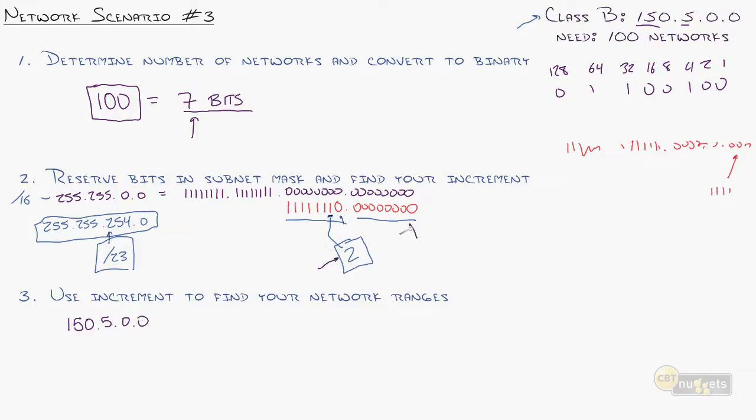I'm not working in this octet. I'm working in this octet, the third octet. So that's where my 2 gets added. 150.5.2.0. 150.5.4.0. You see what I'm saying? 150.5.6.0. And down and down and down we go down the list. Good? Good.